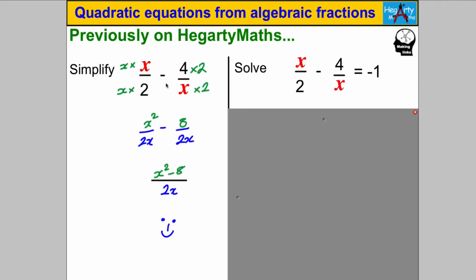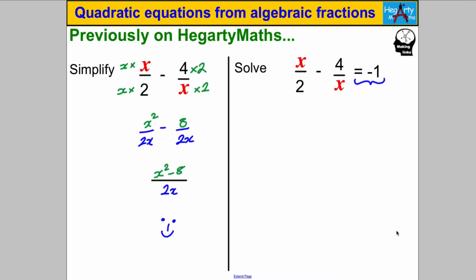Okay, right, let's have a look at the type of problem we're going to deal with here. Instead of simplify x over 2 subtract 4 over x, someone's going to say solve x over 2 subtract 4 over x equals -1. So it's an equation because it's got an equal sign. And we solve equations. We don't just simplify like we do with expressions. Now you might say, why is this in the quadratic equations section? Well, we'll see.